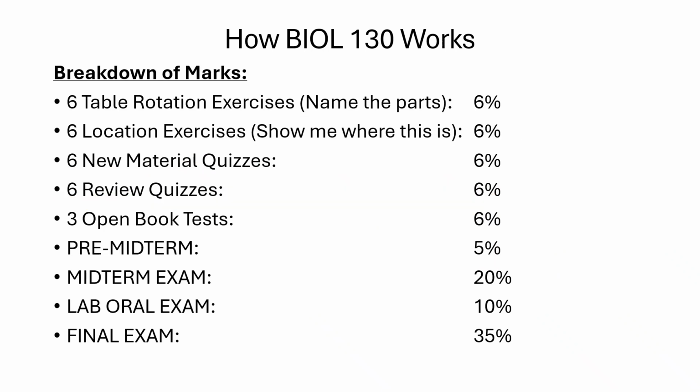All right, so how are your marks broken down? As we said, we had 6 table rotations that determine 6% of your grade, 6 location exercises that determine 6% of your grade, 6 quizzes on the material that you just learned from the latest lecture, 6 review quizzes on the material that you were supposed to have learned from previous lectures, not the one we were discussing that week, for example, 3 open book tests that are worth 6%, 2% each, a pre-midterm that is worth 5%, and then a midterm exam, which is worth 20%.